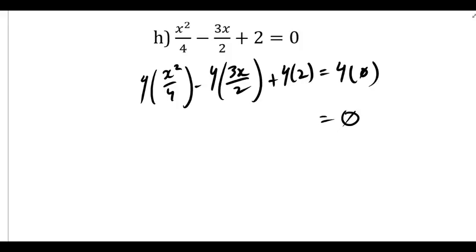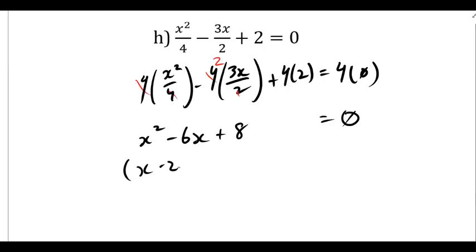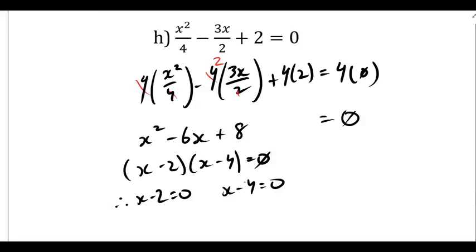Okay. So how does this work? 4 divided by 4 is 1. 4 divided by 2 is 2. So this is x squared minus 2 times 3 is 6x plus 8 equals 0. Common factor: x minus 2, x minus 4 equals 0. Therefore, x minus 2 equals 0, x minus 4 equals 0. X is 2, x is 4.